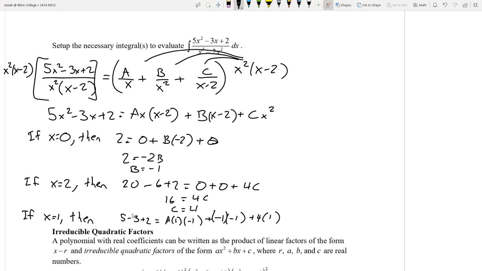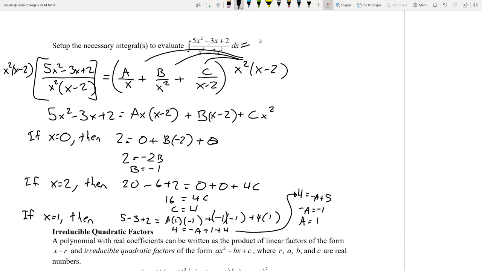So on the left side, we get 4 equals negative a plus 1 plus 4. I'll go ahead and move this up here. So we have 4 equals negative a plus 5. So negative a equals negative 1. That gives us a equal to 1.